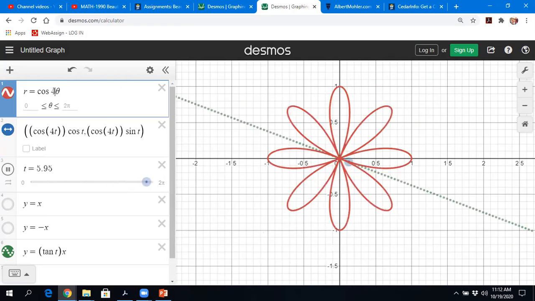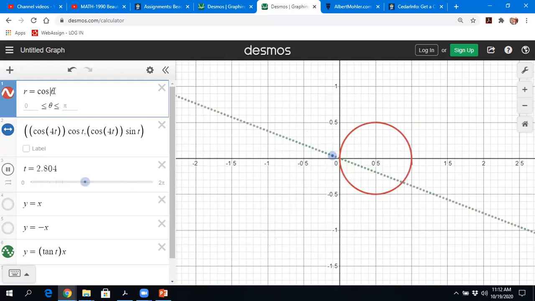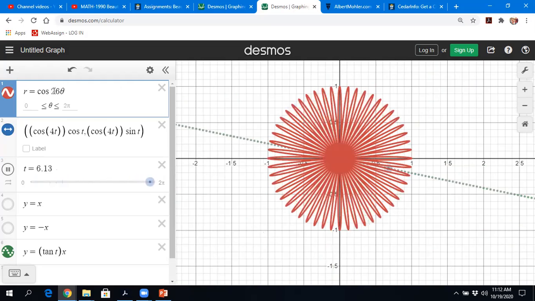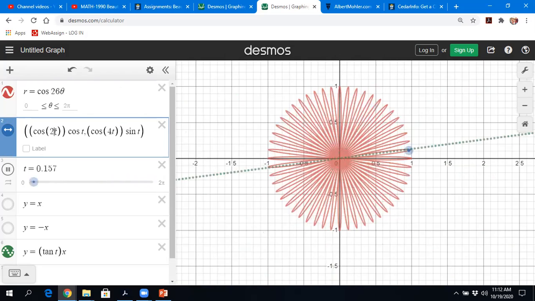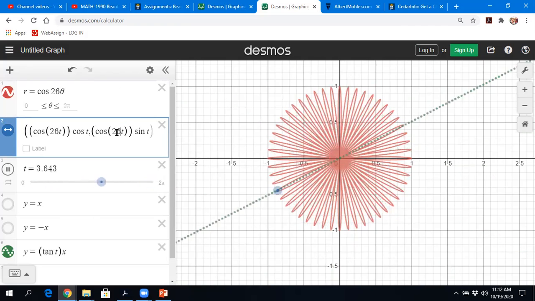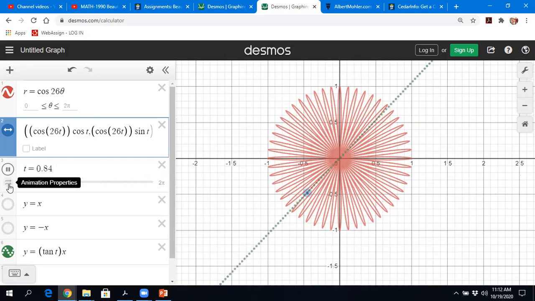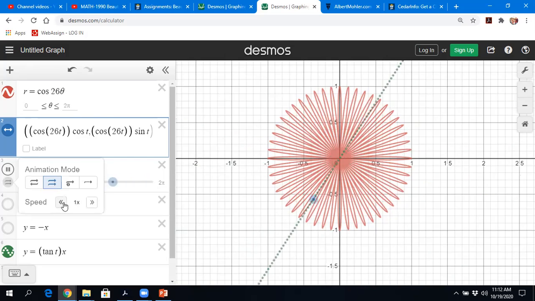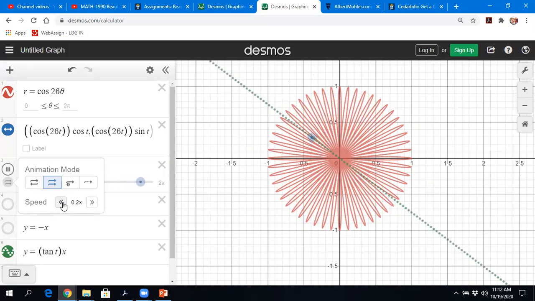Let's do something even cooler. How about 26? Okay. And that means this needs to be 26, and that means this needs to be 26. Oh man, look at that. That is crazy. Okay, this thing needs to slow down big time. You see that? It's pretty cool how that thing kind of goes back and forth through there.